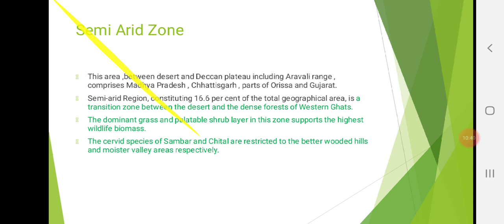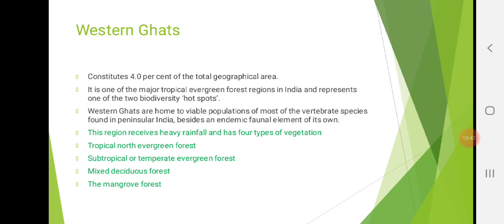Then the next zone is Western Ghat. It constitutes 4% of the total geographical area. It is one of the major tropical evergreen forest regions in India and represents one of the two biodiversity hotspots. Western Ghats are home to viable populations of most of the vertebrate species found in peninsular India, besides endemic faunal elements of its own.